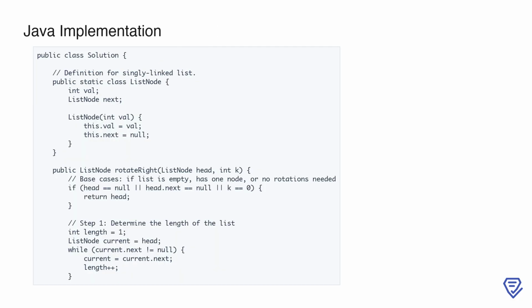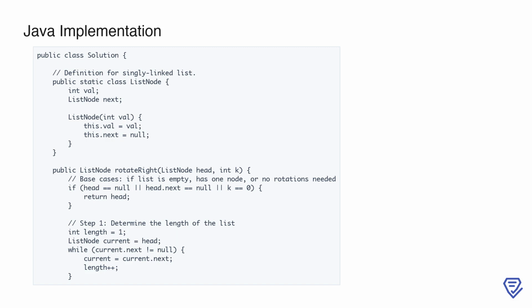Here, we begin by defining the ListNode class, which represents a node in our singly linked list. Each node contains an integer value, val, and a reference to the next node, next. We also provide a constructor to initialize the value of the node.